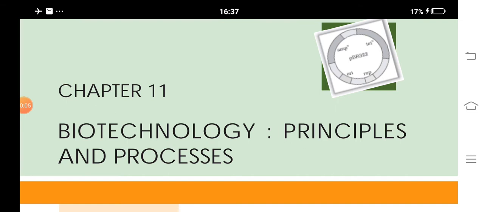So we were studying biotechnology principles and processes, chapter 11. And in this we have already studied the various tools that we need to do the process of biotechnology, like cloning vectors, gel electrophoresis, isn't it? We have studied about restriction endonucleases, etc.